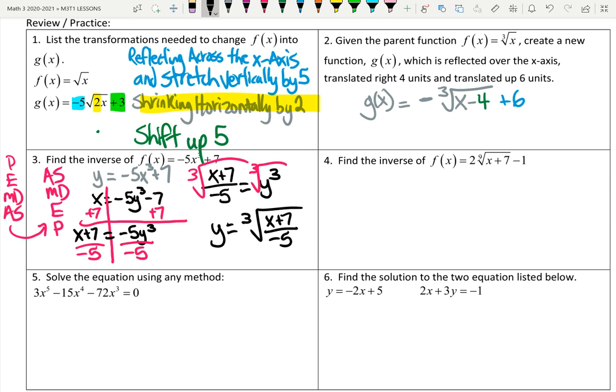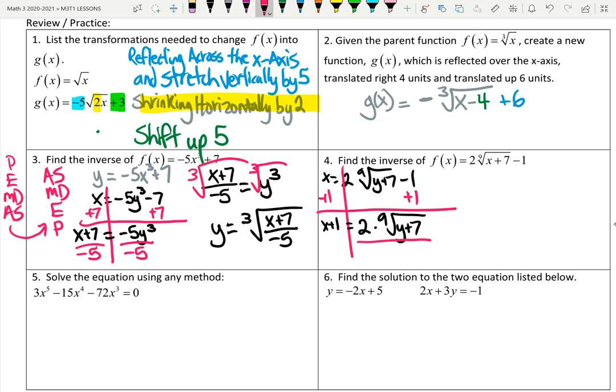Again, doing the same process as number 3, I'm going to switch my x's with my y's. So that's going to give me x equals 2 times the ninth root of y plus 7, minus 1. So we've got to get y by itself. First I've got to get rid of some of this garbage. Got to add 1 to both sides. And then this is going to produce x plus 1, which is equal to 2 times the ninth root of y plus 7.